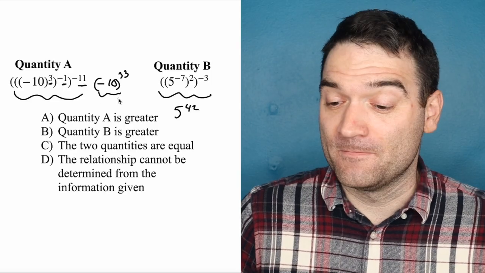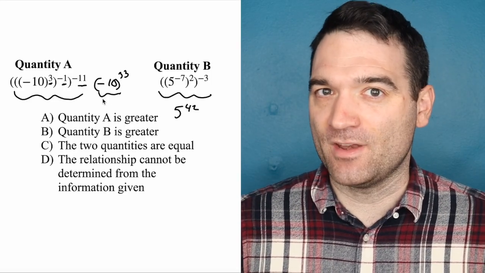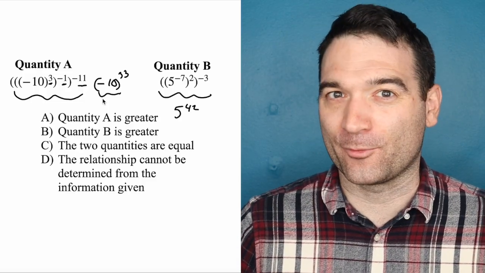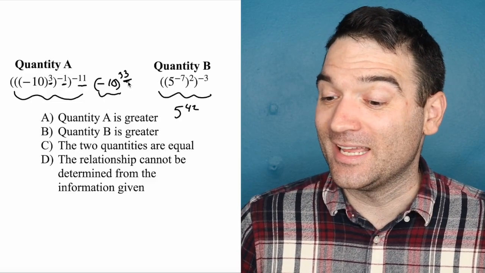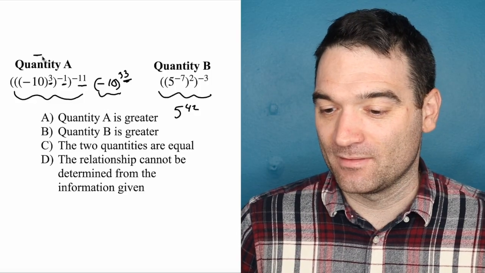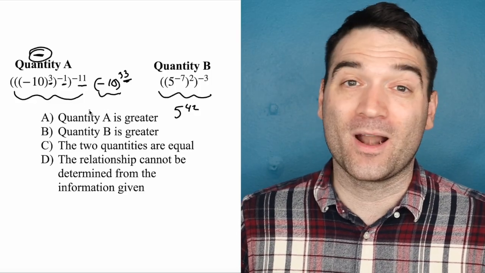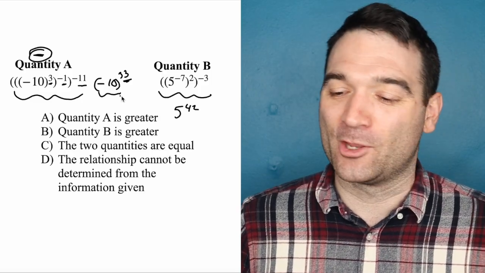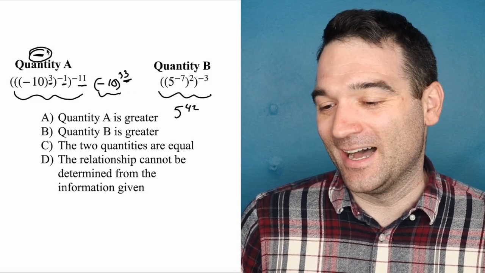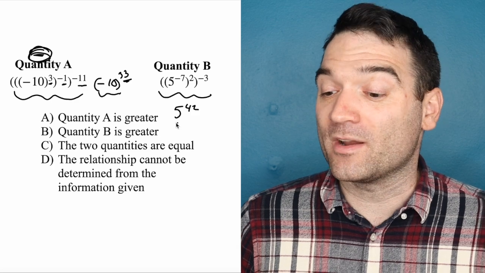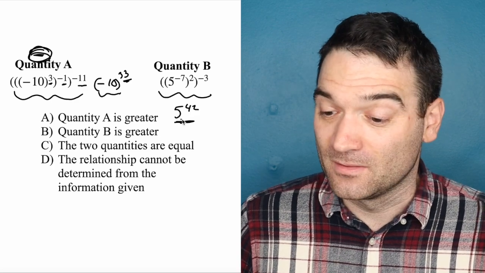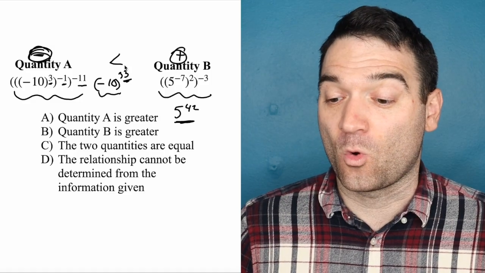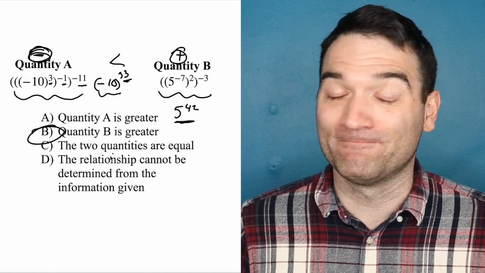Negative 10 is a negative number, right? If I raise a negative number to an odd power, like 1 or 3 or 33, it stays negative. So I can say very confidently that quantity A is negative. I don't know what this actually equals, right? Well, I could write it all out, but it's a negative number. Whereas here, this is a positive number raised to a positive power. Quantity B is greater than quantity A, and that's it.